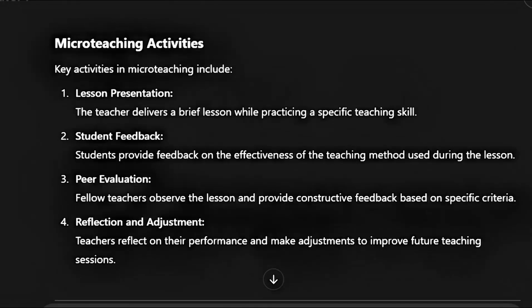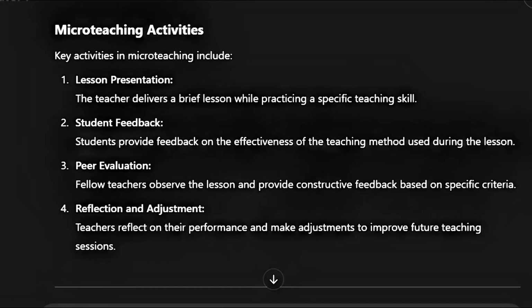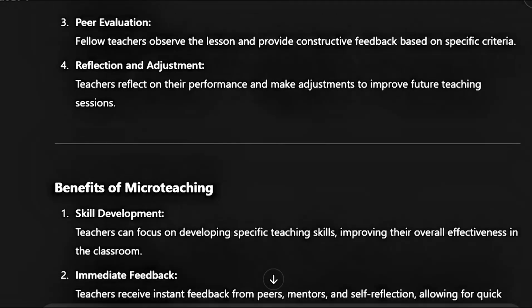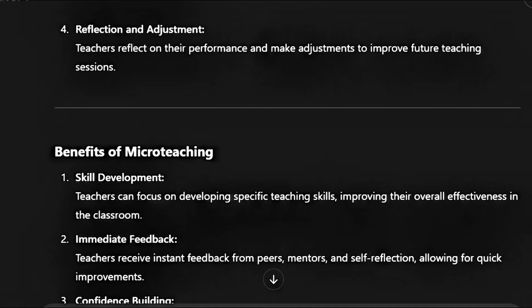Key activities in microteaching include: 1. Lesson presentation. The teacher delivers a brief lesson while practicing a specific teaching skill. 2. Student feedback. Students provide feedback on the effectiveness of the teaching method used during the lesson. 3. Peer evaluation. Fellow teachers observe the lesson and provide constructive feedback based on specific criteria. 4. Reflection and adjustment. Teachers reflect on their performance and make adjustments to improve future teaching sessions.